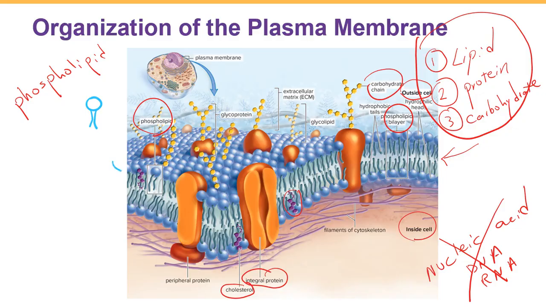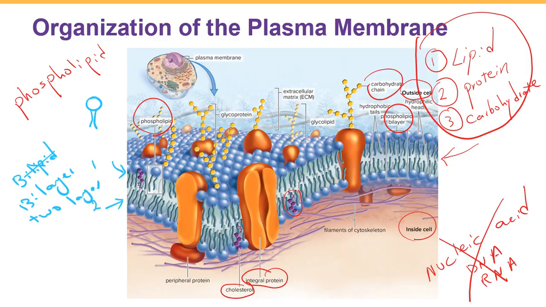But as you can see, we have one and two layers of phospholipid. Why do we have two layers of phospholipid? We call this a bilayer. Phospholipid bilayer means two layers of phospholipid. Why do we have two layers of phospholipid here?